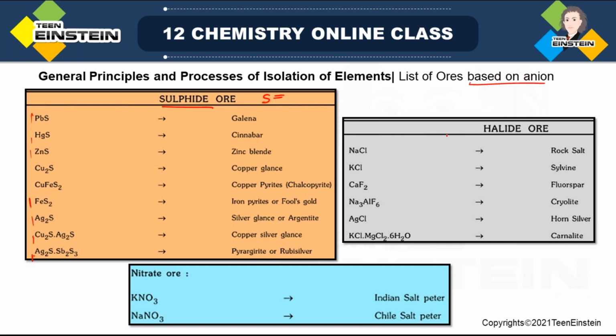Then halide ore. That means it may contain Cl minus or F minus; halide ion, X minus, in general. Here we have some s-block metal chlorides, then calcium fluoride, Na3AlF6, AgCl, KCl, MgCl2·6H2O. Then the third table contains nitrates, though nitrates are not mostly used. But these two examples are very important, KNO3 and NaNO3. The first is called Indian saltpeter, the second Chile saltpeter.